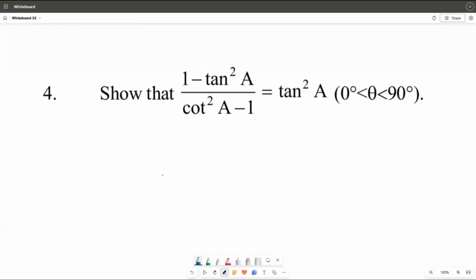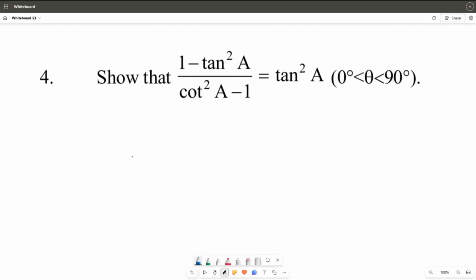Fourth question of exercise 11.4, we have to show that 1 minus tan square A by cot square A minus 1 is equal to tan square A. And theta is an acute angle. It lies between 0 and 90 degrees. So let's consider the LHS part of the question first. So in the LHS we have 1 minus tan square A by cot square A minus 1.